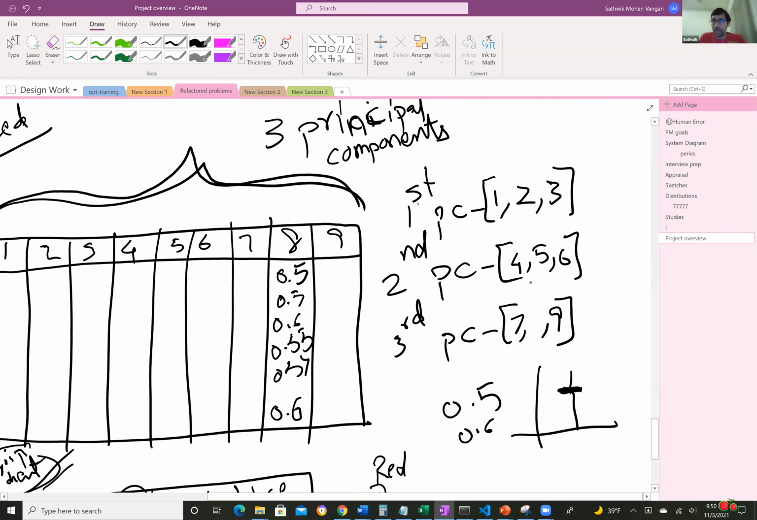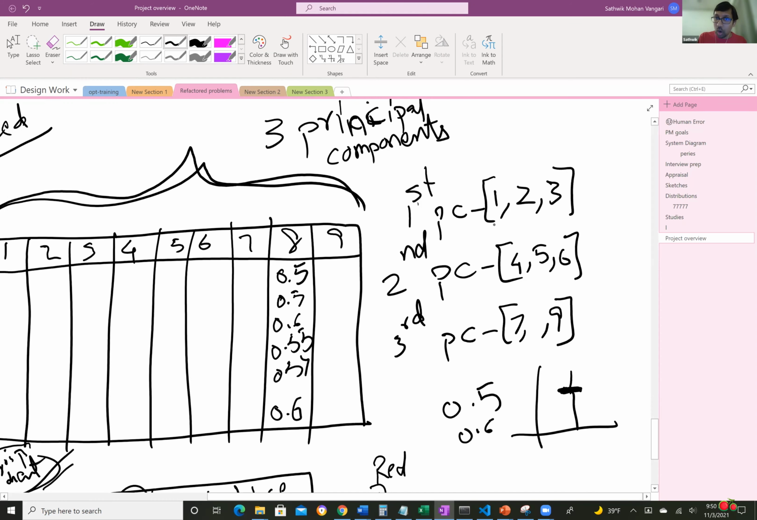Right now, assume that I am the model PCA, I'm the algorithm PCA. So I'm saying that column 8 doesn't have too much variation, so it doesn't affect my target. So I might remove it. I don't need it, right? And then I take a combination of only 7 and 9 because they still do have some variation and they might affect my target variable. So that's how it works.